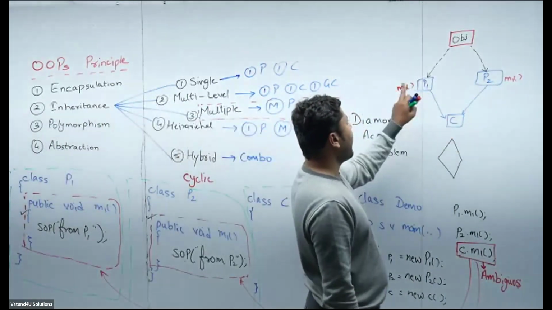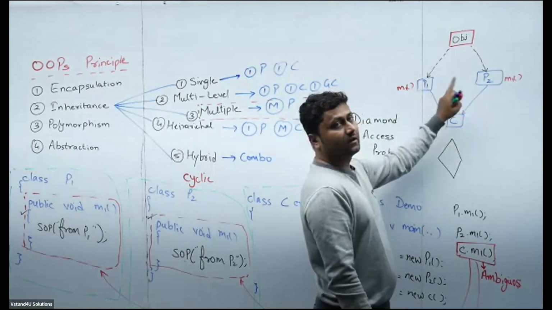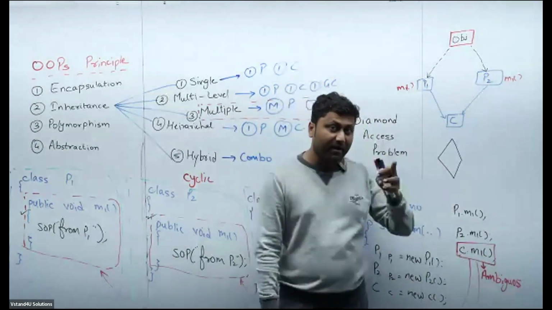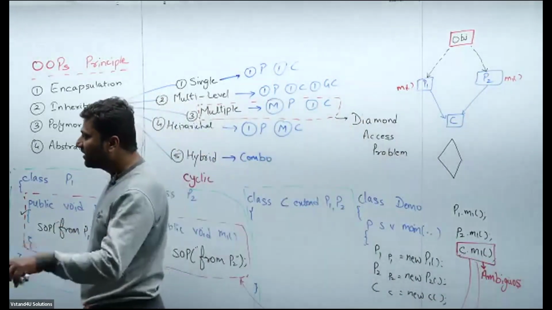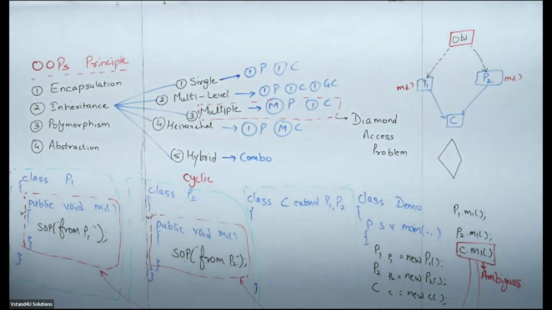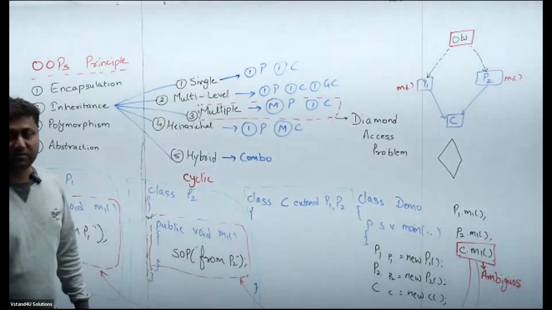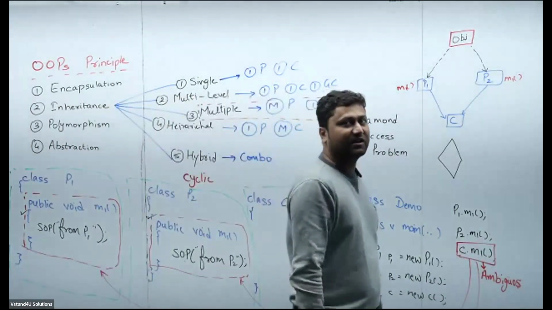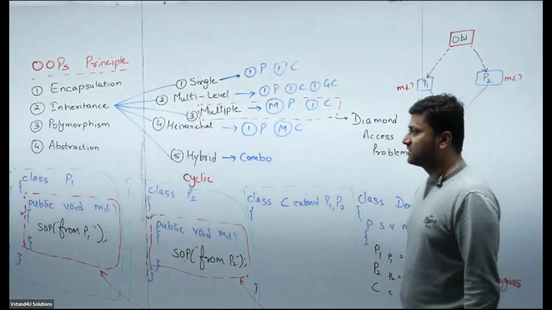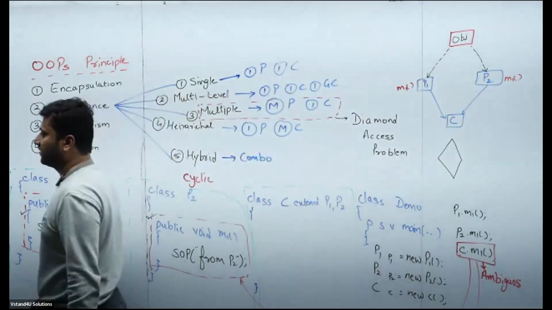From C, I am calling M1. Which M1? P1's M1 or P2's M1? That clarity is not there. Am I clear to everybody? This is the main reason Java does not support multiple inheritance, because of the ambiguity in dynamic method dispatch.